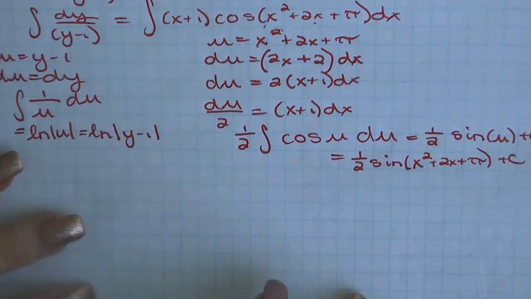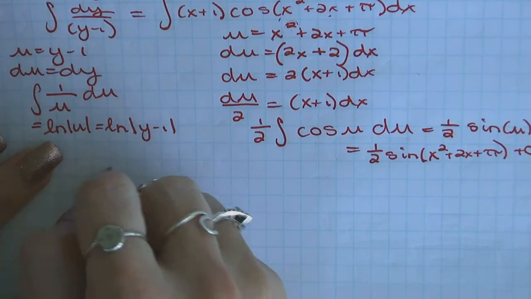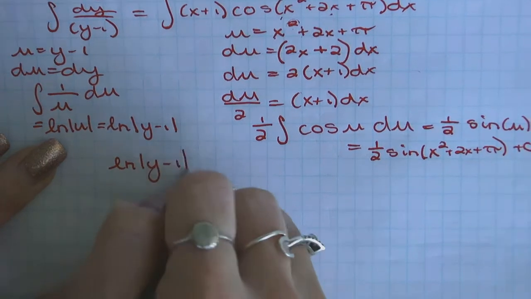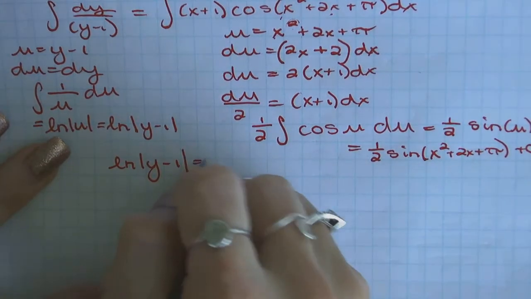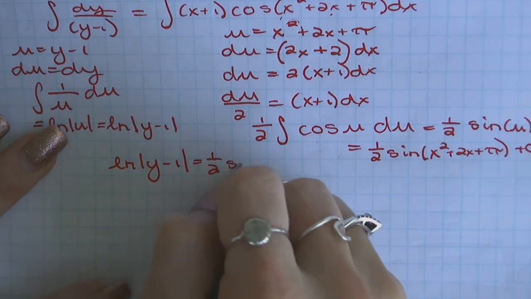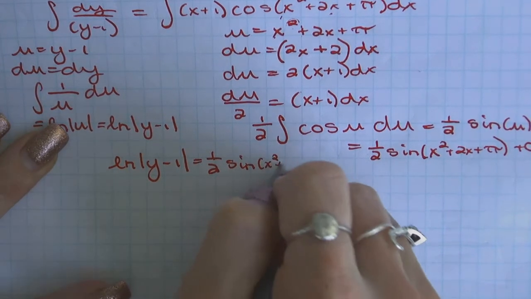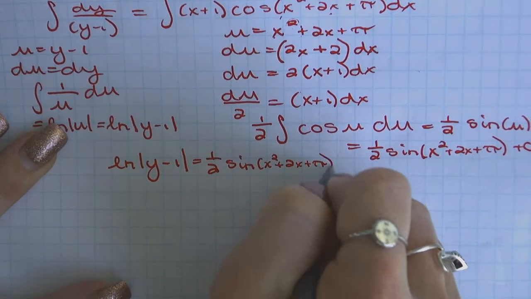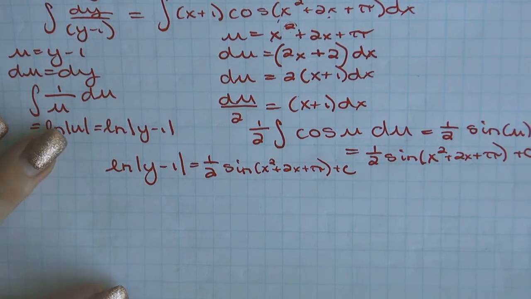So finally I can pull it all together. It means that the ln of the absolute value of y minus 1 is going to equal 1/2 times the sine of (x squared plus 2x plus pi) plus c. All right.